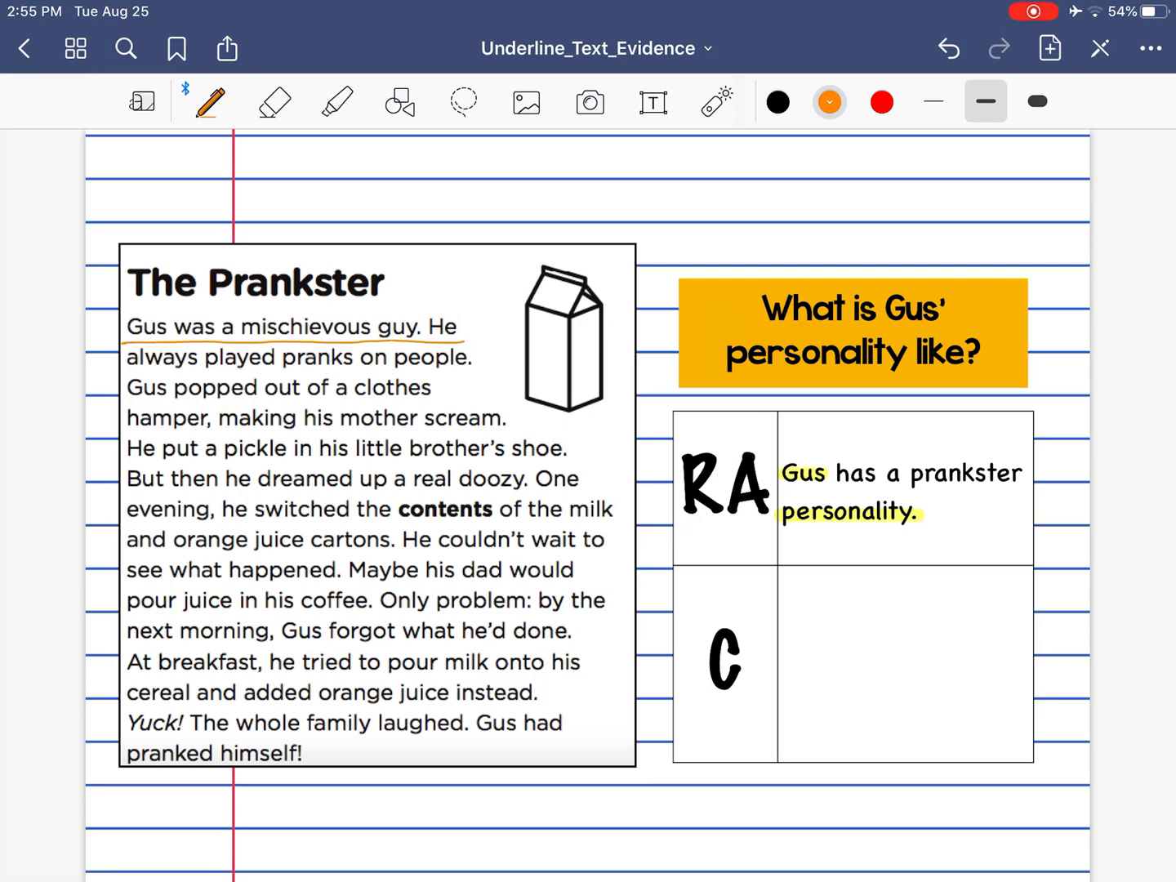Well, we said here that Gus was mischievous and he always played pranks on people. So now when I go to write my C sentence, I've got that underlined, so I know that's my text evidence. I always start with a sentence starter, right? So I'm going to say, according to the passage. And then I'm going to paraphrase. That means put in my own words. I'm going to paraphrase that text evidence that I just underlined. I'm going to say, Gus is mischievous and likes to prank people.